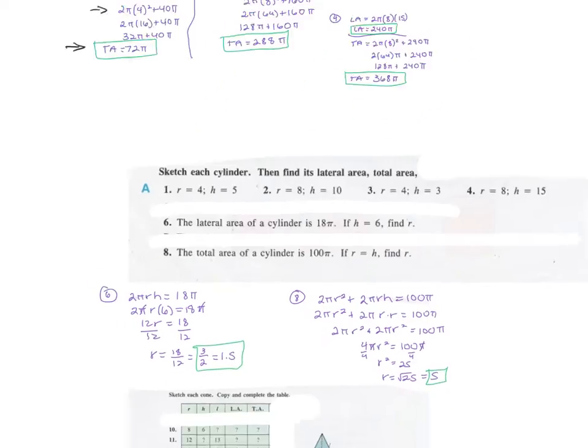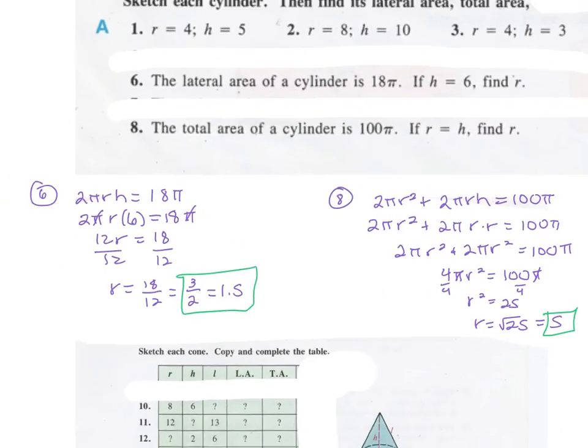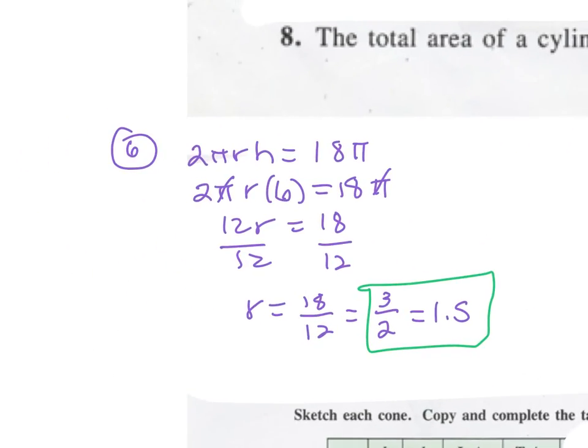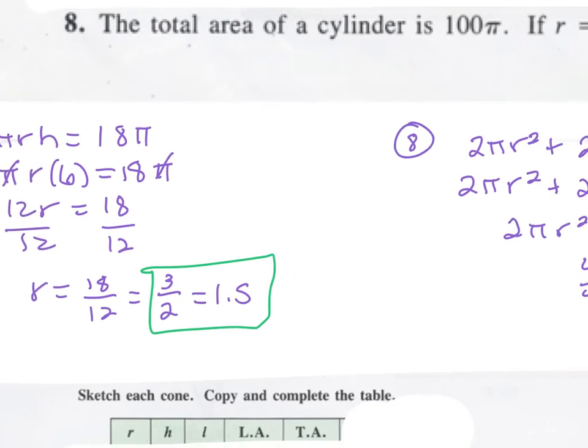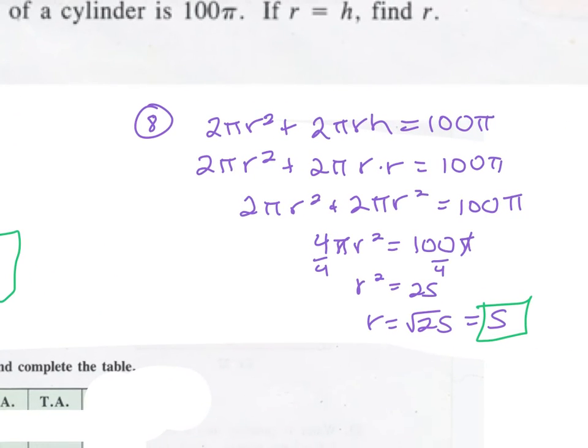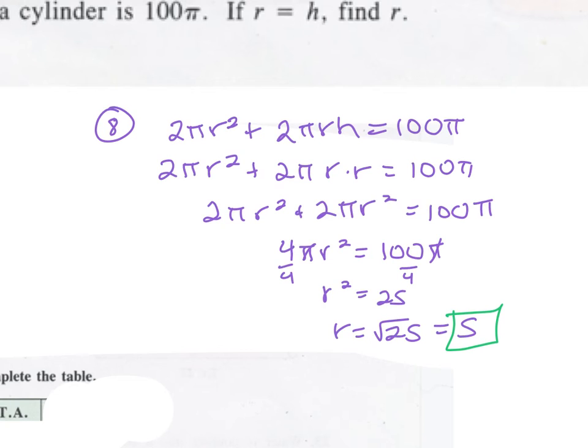Okay, next will be number 6. So here, I'll just move it in here. Here's 6. Answer is 1.5. If you left it as 3/2, that's fine. So that's your radius, to be able to find missing pieces. Number 8, again, we're looking for the radius. After we square root 25, the answer is 5. Again, I need to see the work. No work, no credit.